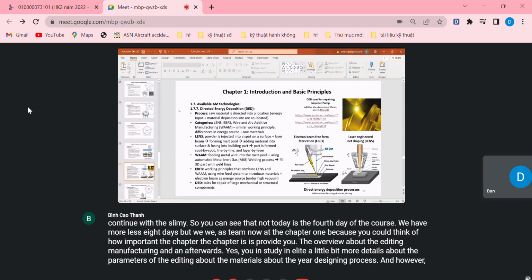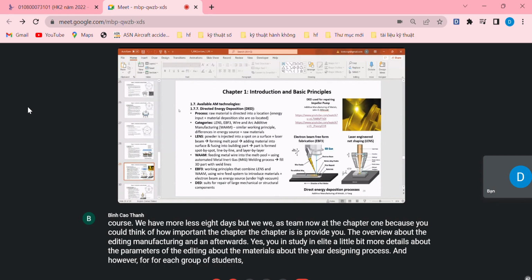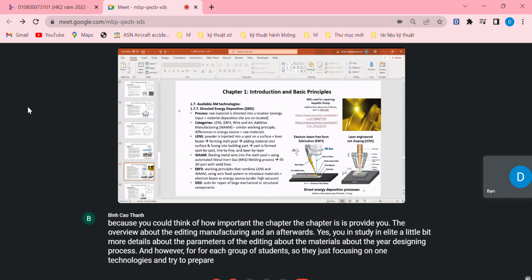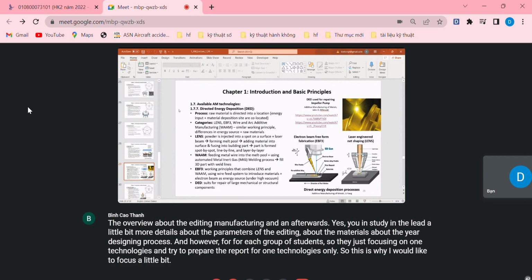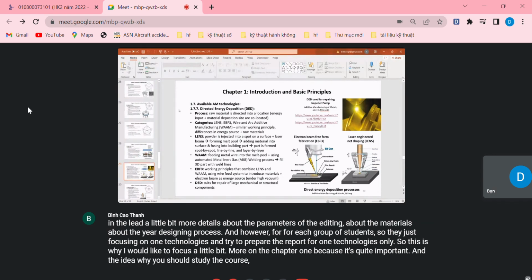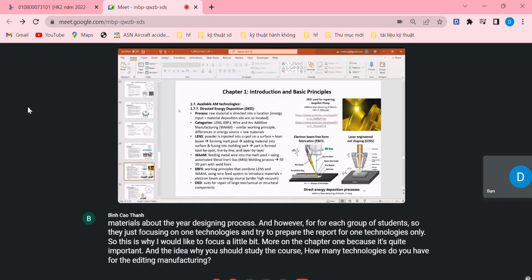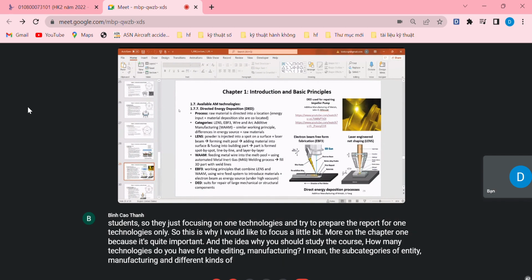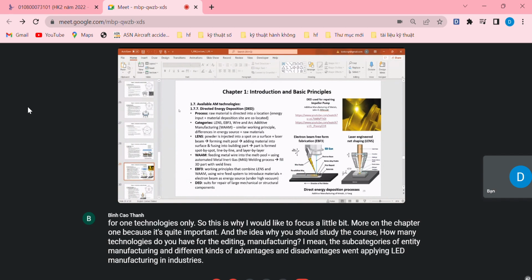However, each group of students is focusing on one technology and preparing the report for one technology only. That's why I would like to focus a little more on chapter 1, because it's quite important. It gives the idea why you should study the course: how many technologies there are for additive manufacturing, the subcategories, and the different advantages and disadvantages when applying additive manufacturing in industries.